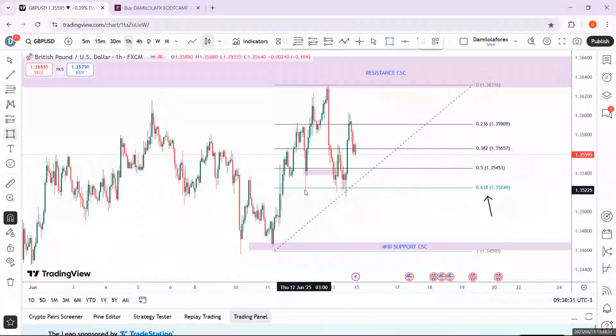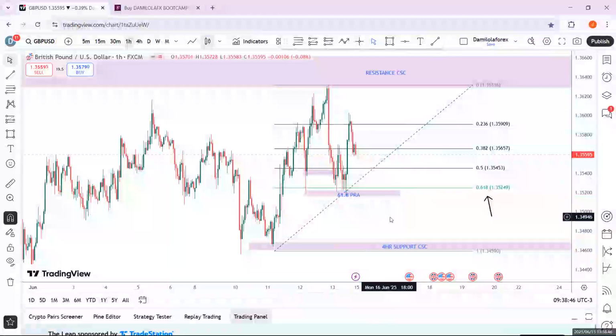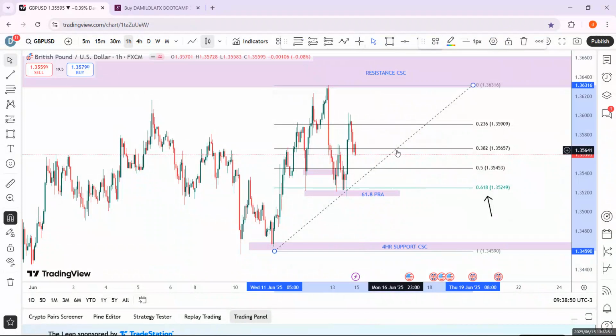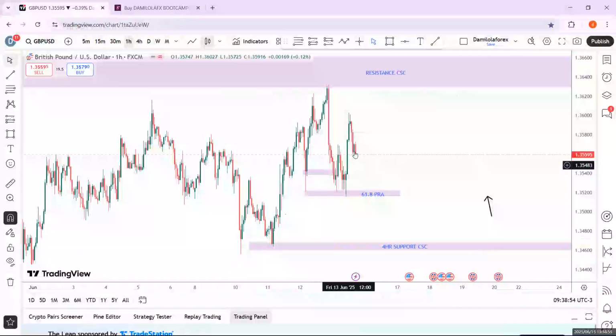So all of these levels here where price is rejected are known as what? The 61.8 Fibonacci level. So we'll now tag it as 61.8 PRA. PRA just means a potential reversal area, okay? It's important to note that the 61.8 Fibonacci level is a potential reversal area, okay? So now, there was a break of the bullish structure. The last higher low was broken here.